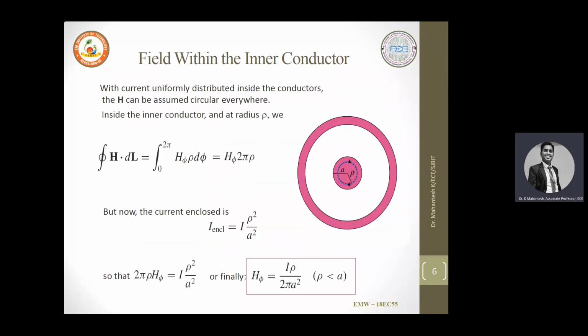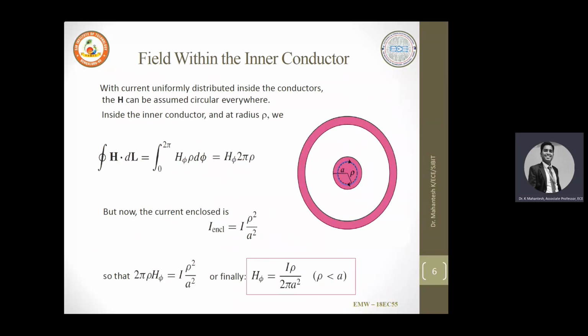Whereas for the field within the inner conductor, with current uniformly distributed inside the conductor, H can be assumed circular everywhere. Therefore, the integral of H dot dl is equal to the integral from 0 to 2 pi of H phi rho d phi. But now the current enclosed, I enclosed, is equal to I rho square by a square. So 2 pi rho H phi is equal to I rho square by a square. Finally, H phi is equal to I rho divided by 2 pi a square when rho is less than a. Rho is the radius of the Amperian path.